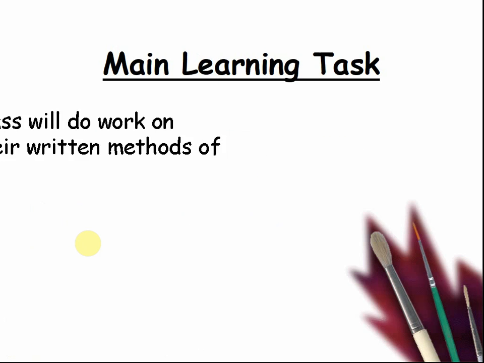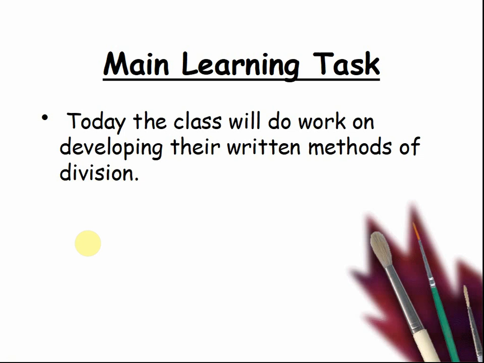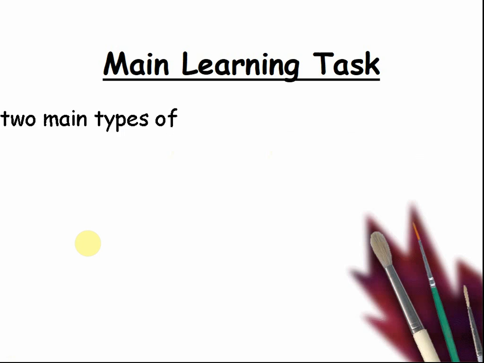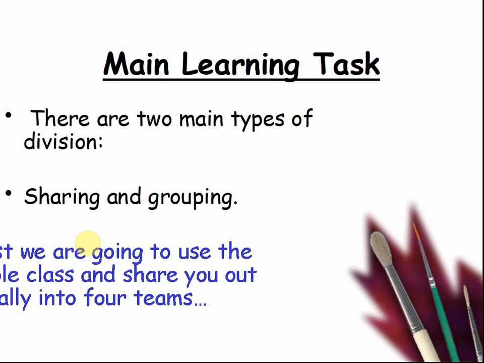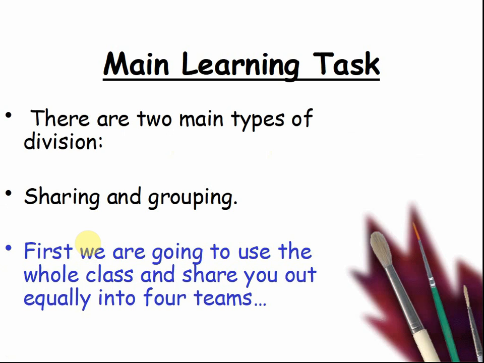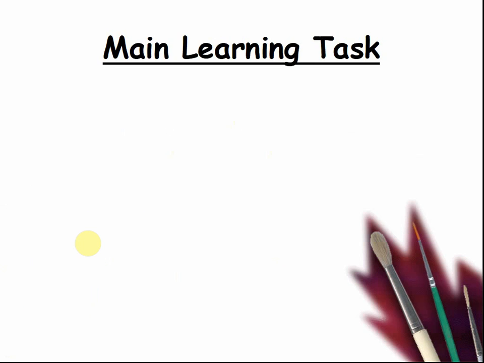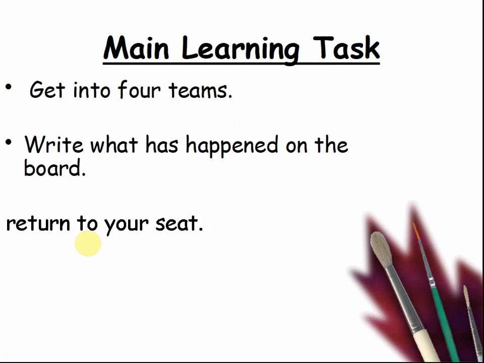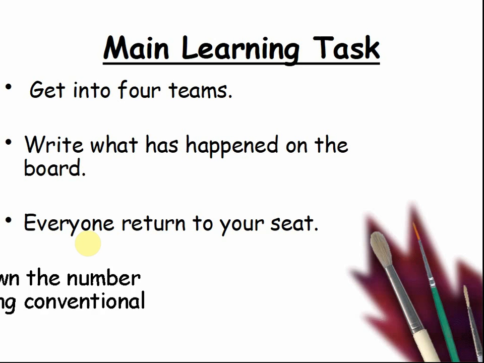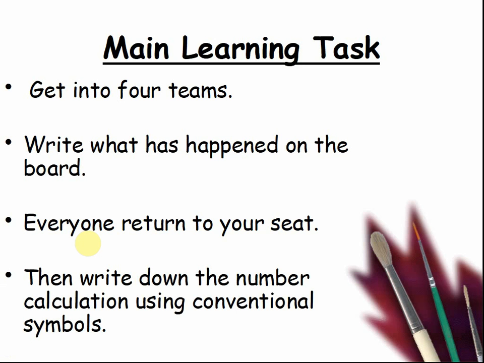Main learning task. Today the children will work on developing their written methods of division. There are two main types of division: sharing and grouping. First, we're going to use the whole class and share you out equally into 4 teams. Get into 4 teams. Write what has happened on the board. Everyone return to your seat. Then write down the number calculation using conventional symbols. Pause the video and complete the task.